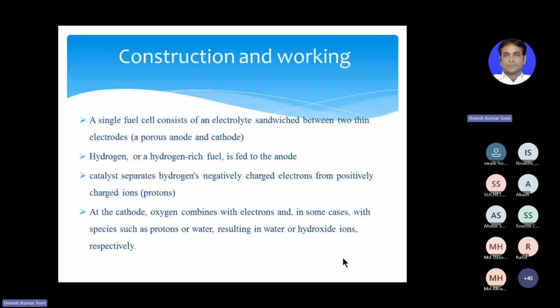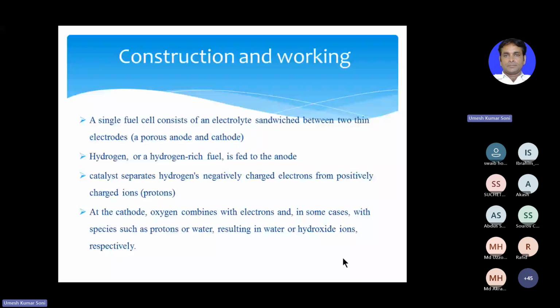So hydrogen or hydrogen-rich fuel is fed to the anode, and here the catalysts also play an important role during the fuel cell operation. So the catalyst improves the reaction and transfer of electrons in these gases. At the cathode, the oxygen combines with the electrons and in some cases with species such as protons, forming water.